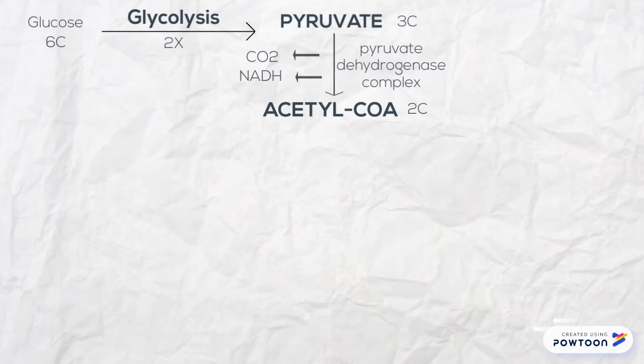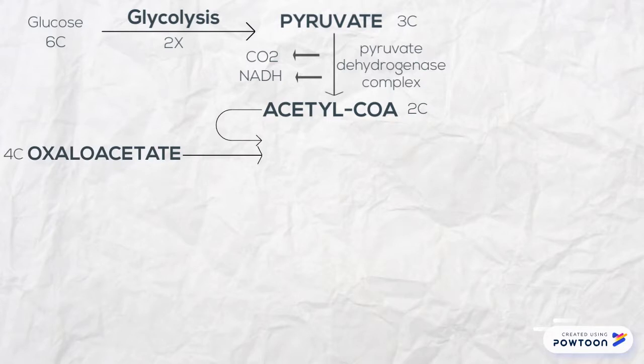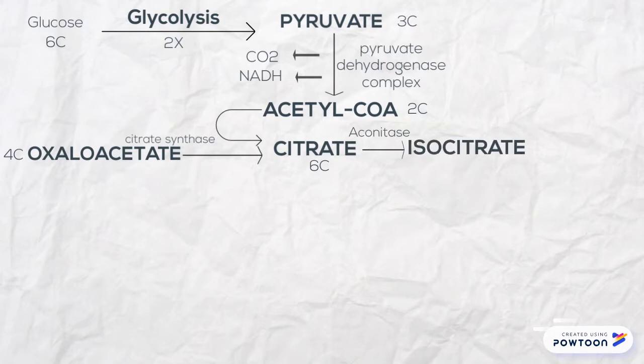In the next step, the acetyl-CoA combines with oxaloacetate, which is a 4-carbon compound, to form citrate, and hence the resulting molecule is a 6-carbon compound. This reaction is catalyzed by the enzyme citrate synthase. In the next step, the citrate is isomerized into isocitrate by the enzyme aconitase. In chemistry, isomerization is the process by which one molecule is transformed into another molecule which has exactly the same atoms, but the atoms have a different arrangement.